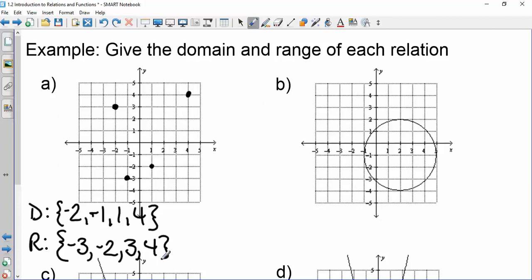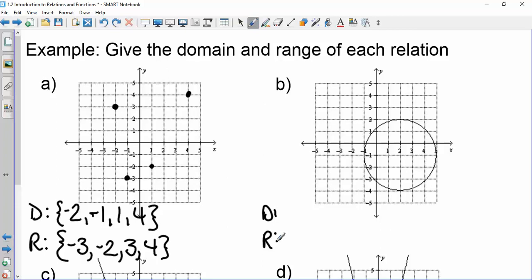B. Can I list out every single x and y on this? No, it's continuous, right? I mean, I could put in -1, -0.9, -0.999. When it's continuous like that, we can't list them, so we're going to do an interval, do a domain and range.